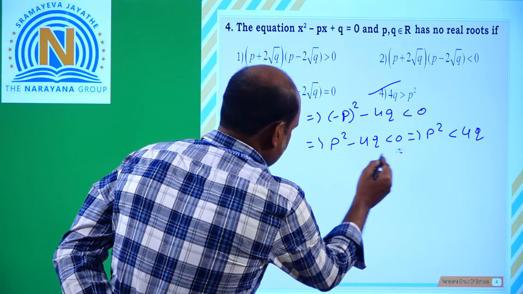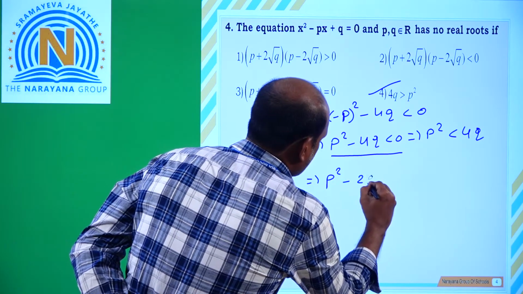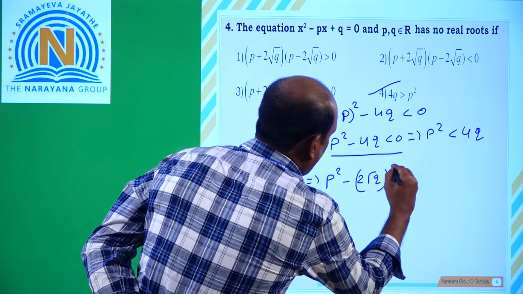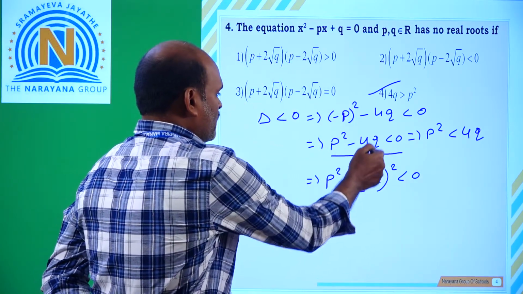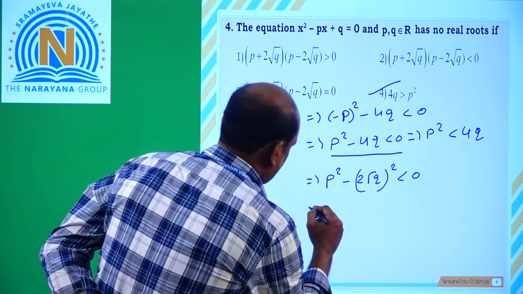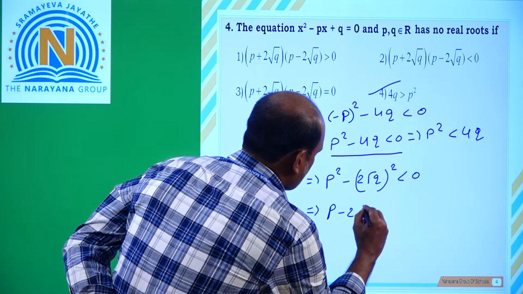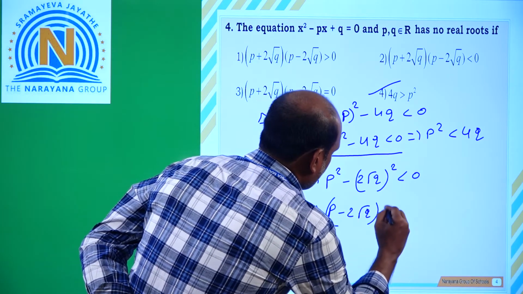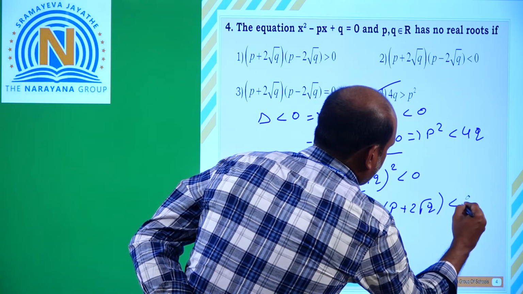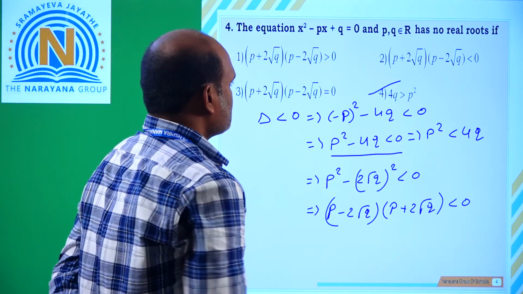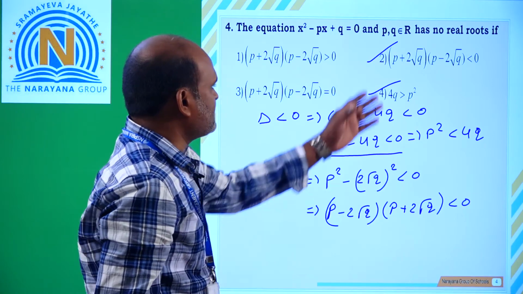Again if you consider this one, this can be written as p square minus (2 root q) whole square is less than 0, right. 2 square is 4, root q whole square is q. So again this is a square minus b square, that is (p minus 2 root q) into (p plus 2 root q) is less than 0. So option 2 is also correct answer. So correct answers are option 2 and option 4.